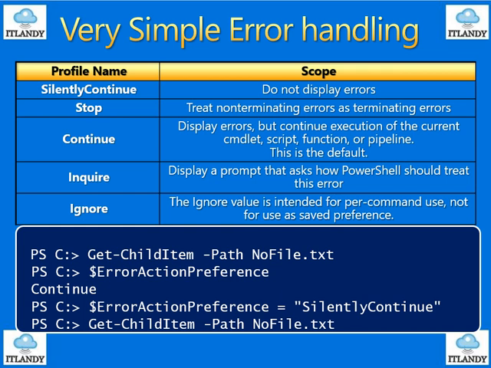Very basic example: Get-ChildItem -Path nofile.txt. We can see the ErrorActionPreference, and we specify Continue, or it could be ErrorActionPreference equal to SilentlyContinue, and the same thing applies to Get-ChildItem -Path nofile. Again, a quick recap: the types of preference are SilentlyContinue, Stop, Continue, Inquire, and Ignore.